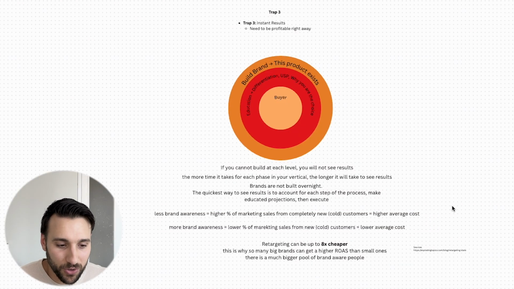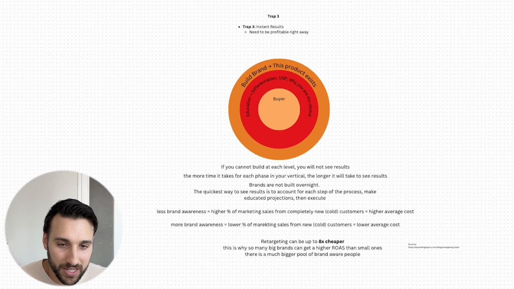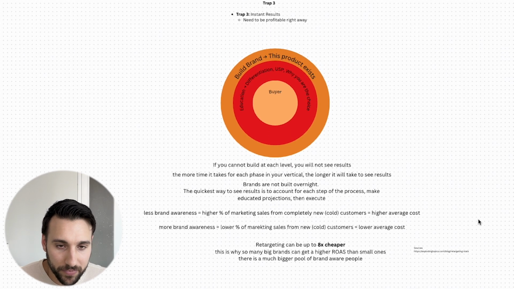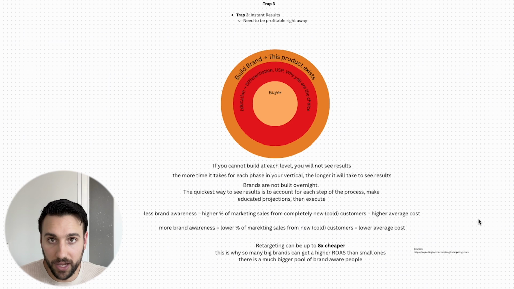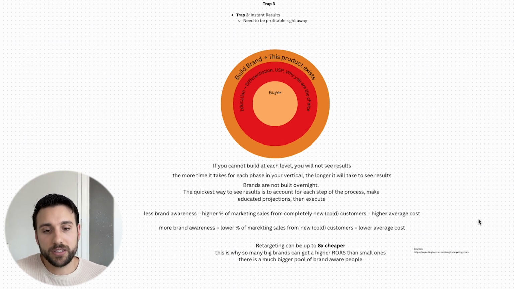Now, trap number 3, instant results. A need to be profitable right away. This is a huge mistake that people make in their ads because they think that they're just going to launch Ads Manager and become profitable the next day. That's not how it works. For most people, some brands get lucky, but it comes down to the story that they build around the brand. It's really not luck. It's how they're hitting these 3 different levels that I'm about to go into.